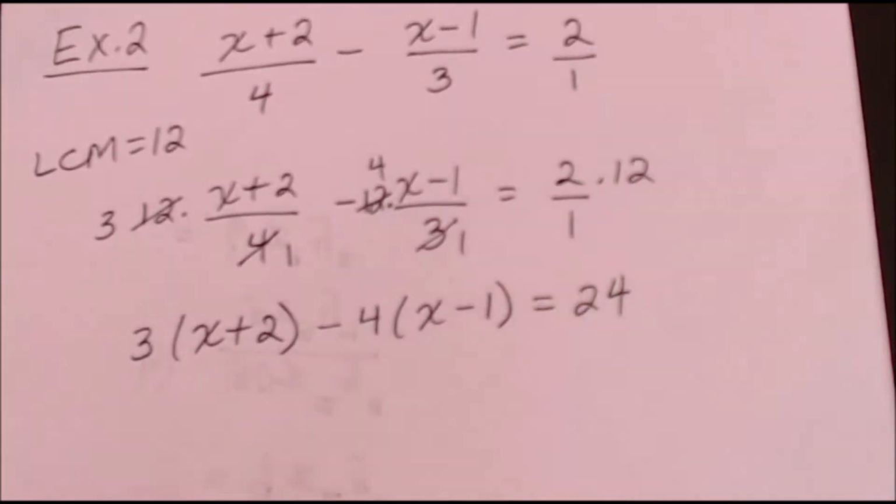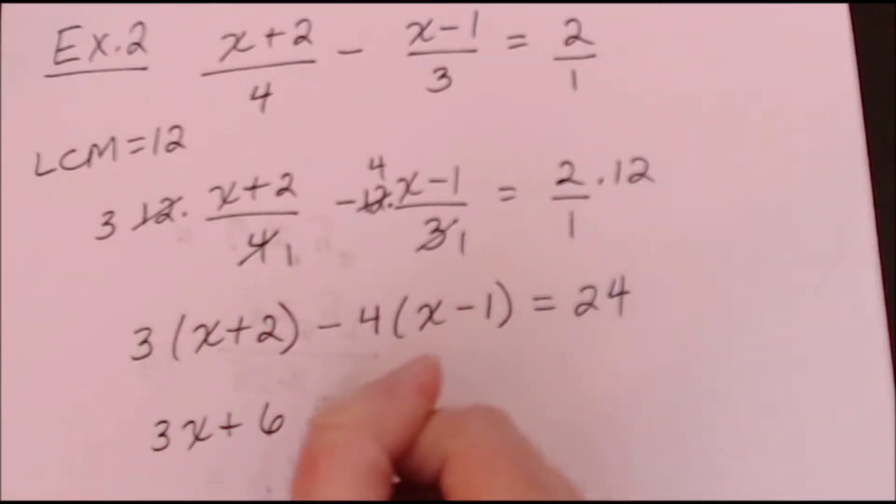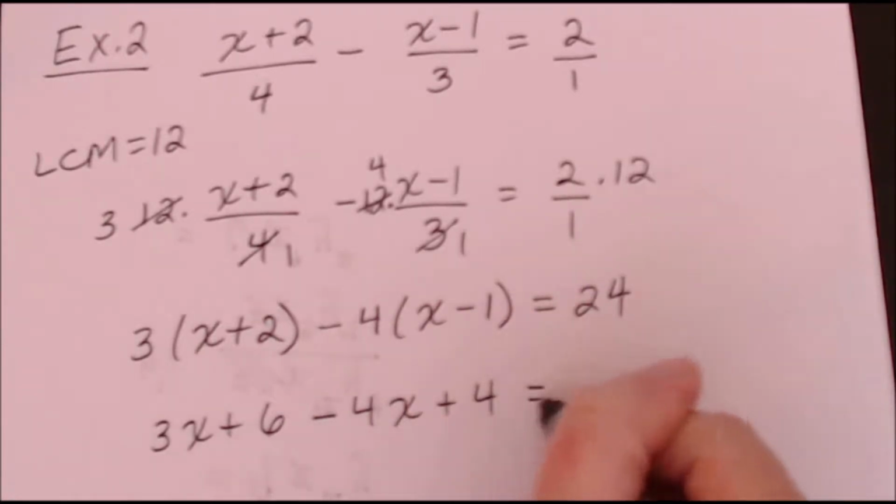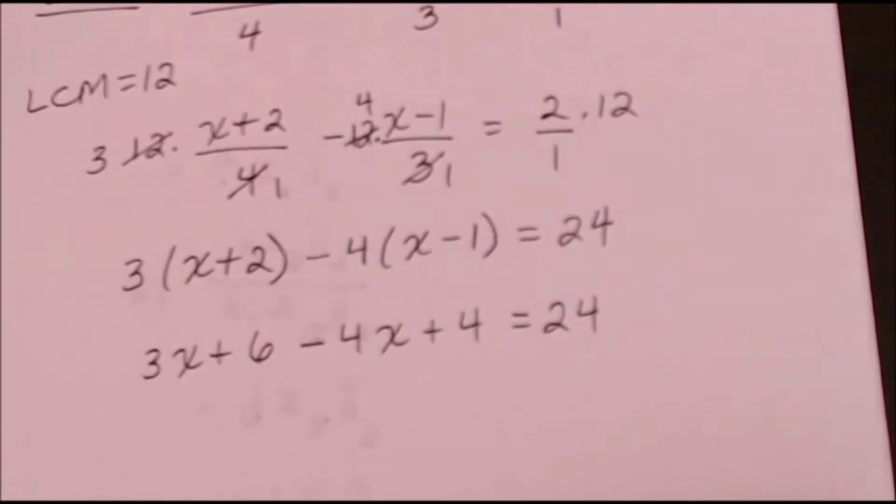So we're allowed to multiply everything up there by 12. Remember, you can do anything you want to an equation as long as you do it to both sides of the equation. So I'm going to distribute this 3, so we get 3x plus 6. Distribute the 4, we get negative 4x. Negative 4 times negative 1 gives me positive 4, and that equals 24.